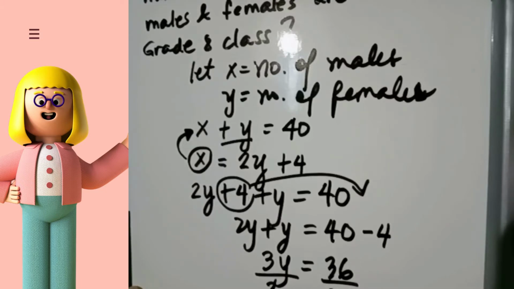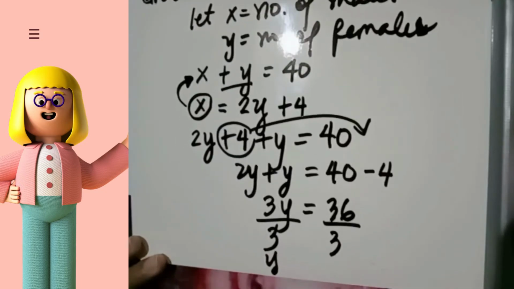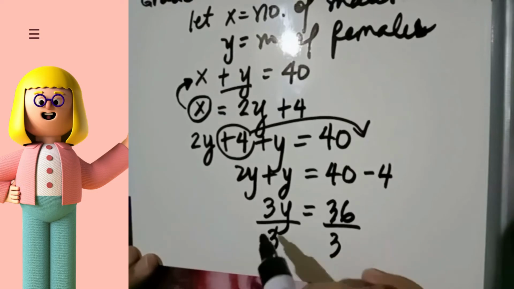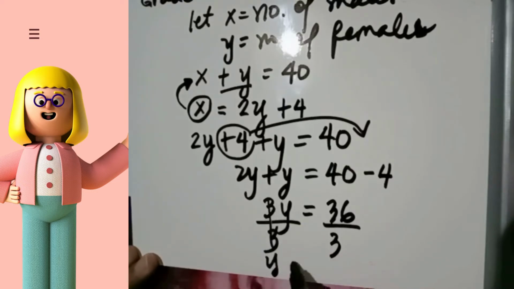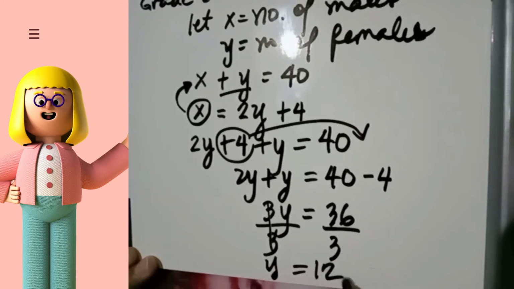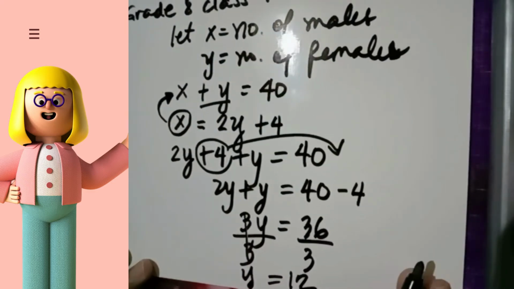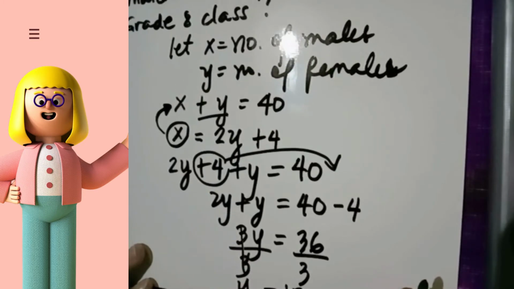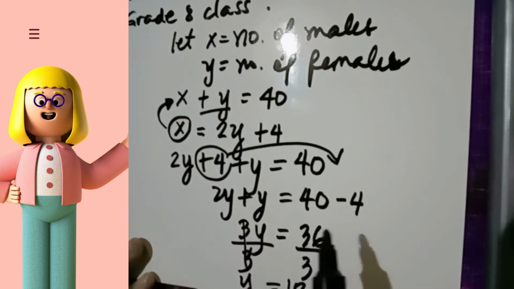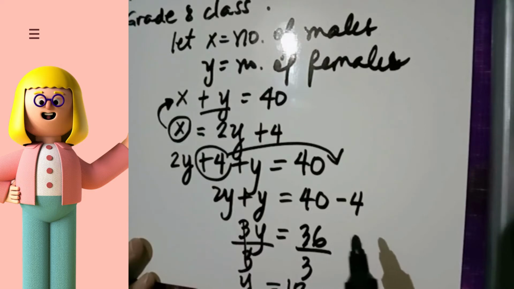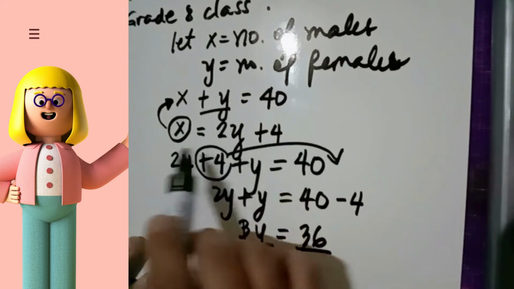And then you have y. Dividing both sides by 3, 3y divided by 3 is 1. So you have y is equal to 36 divided by 3 is, very good, 12. So you have y. Again, this refers to the number of females. So the number of females is 12.